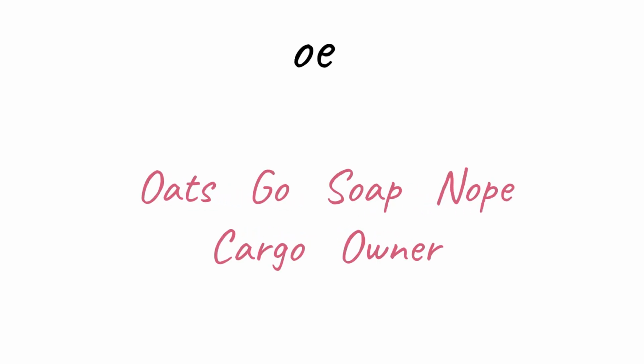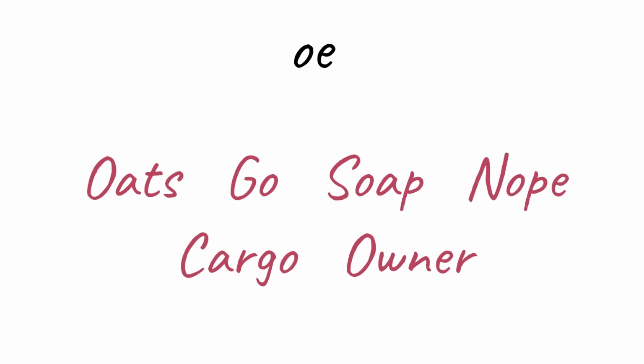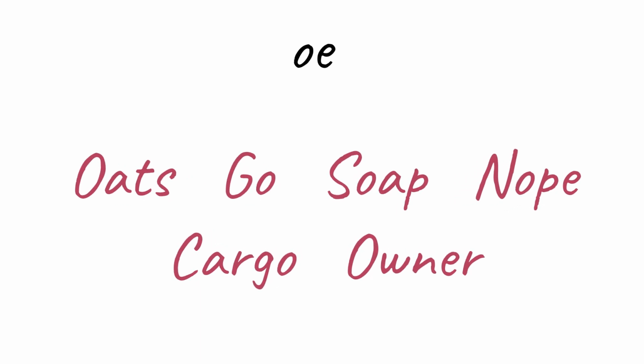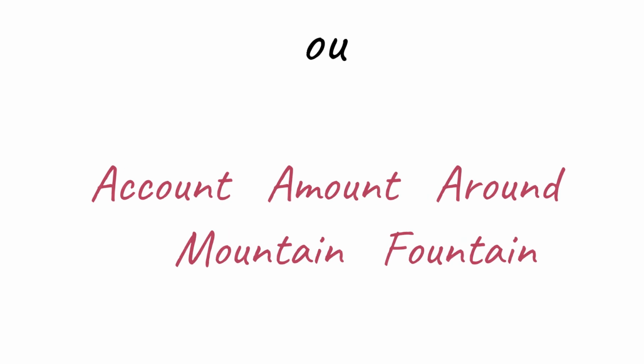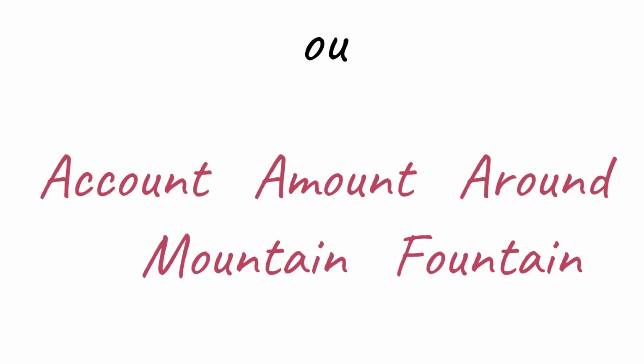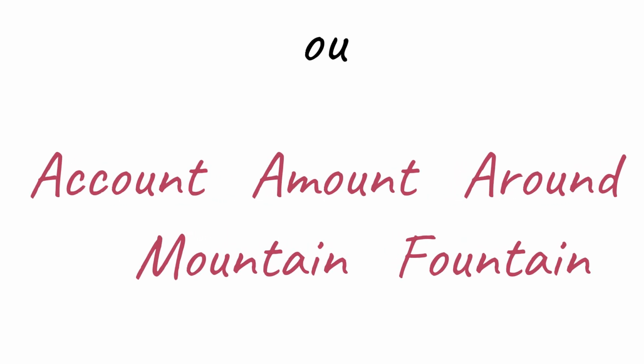Alright, so the third one is O sounds. Some of the words are oats, go, soap, nope, cargo, owner. Fine. Next, the fourth one is ow. The words are account, amount, around, mountain, fountain.